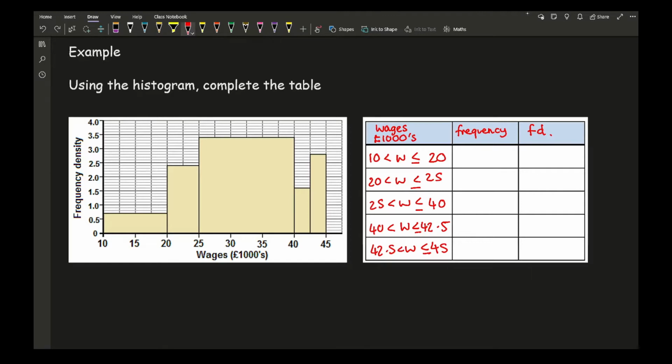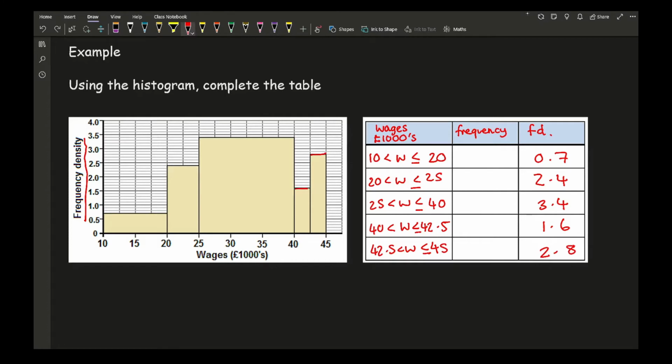The next easiest column to fill is the third column, which is the frequency density. We've been given the frequency density, so all I need to do is read off how tall each of those bars is. For the first one, 10 to 20, it's 0.7. For 20 to 25, that's 2.4. For 25 to 40, it's roughly 3.4, I make it. For the next one, 1.6. And for the last one, I make it roughly 2.8. All I'm doing is reading off how tall each of those bars is to get my frequency density.